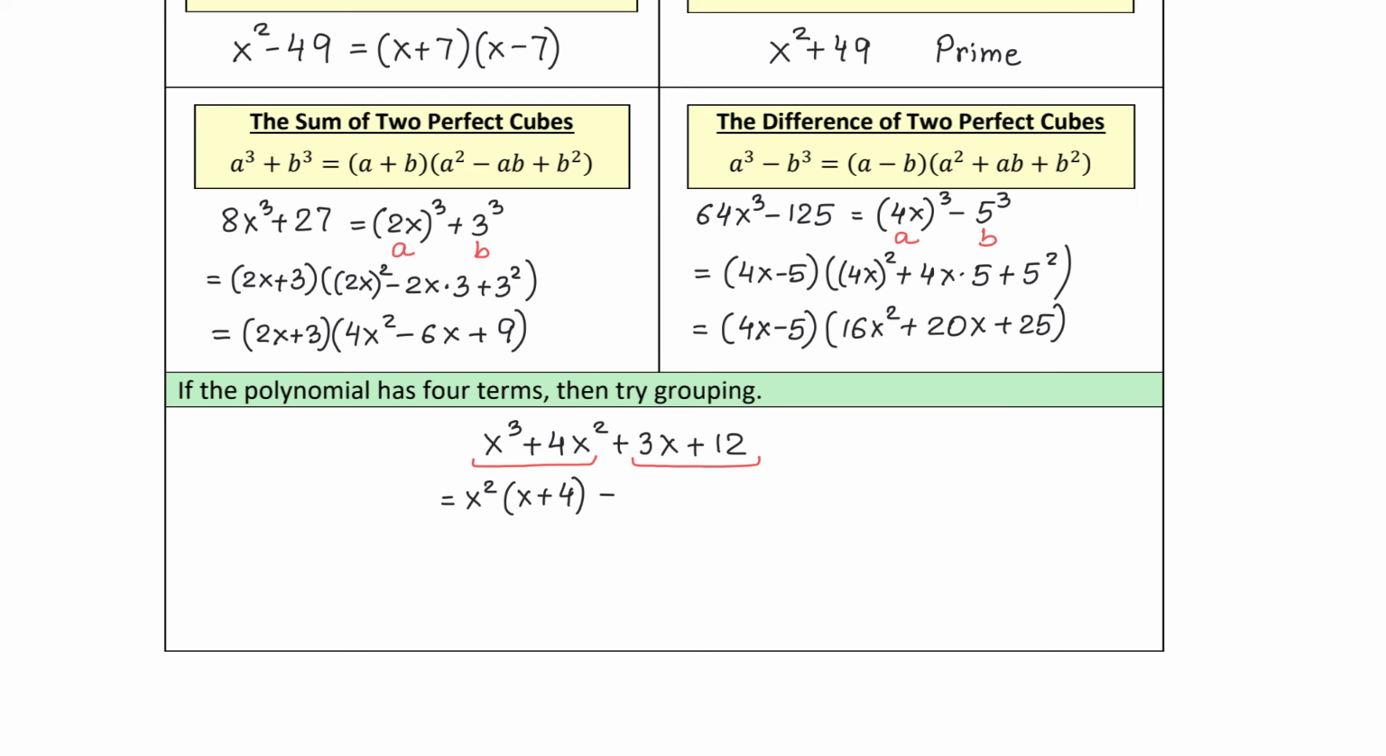Now, in the second group, the greatest common factor is 3, and in parentheses, we will also have x plus 4. So now we have a sum of 2 terms, and they both have a common factor, x plus 4. So now we can factor out x plus 4, and in the second parenthesis, we will have x squared plus 3. So from the first term, we brought down x squared, and from the second, we brought down 3.